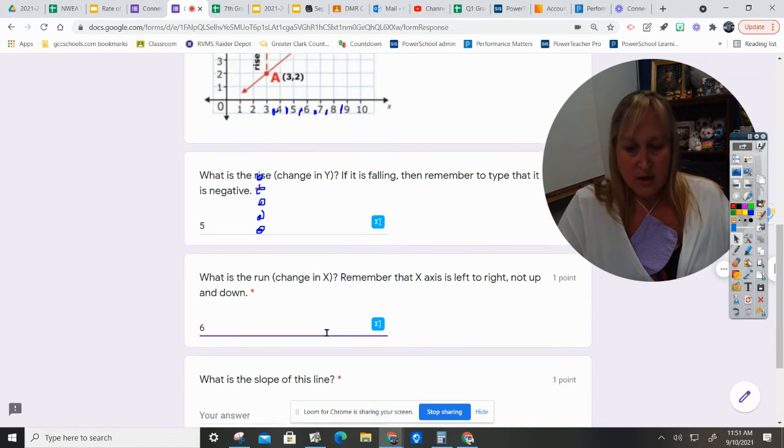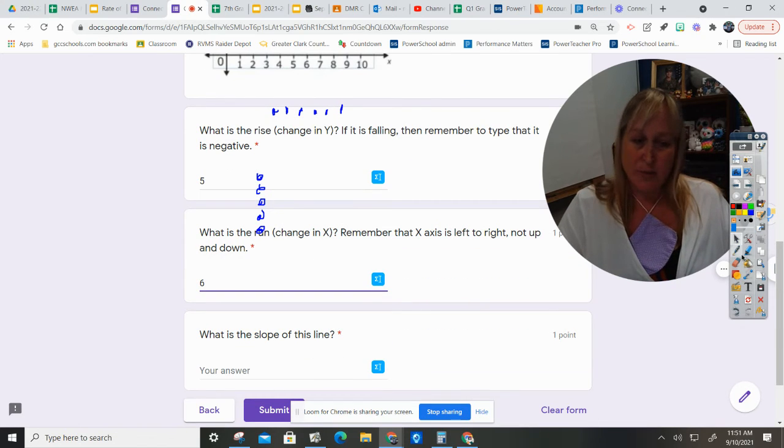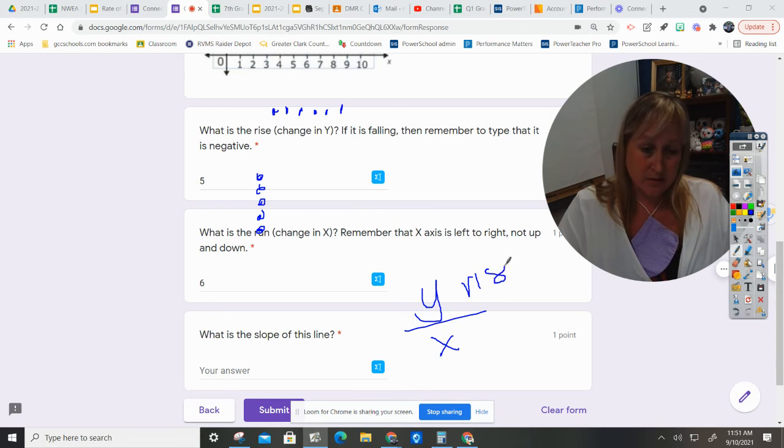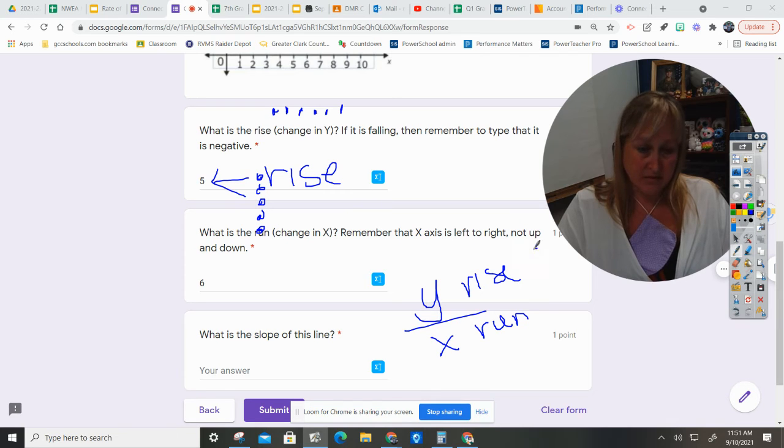Okay. What is the slope of this line? Remember that it is y over x. That is rise over run. So since we found this is our rise, that's 5. Our run, or our x, is 6. So our answer is 5/6.